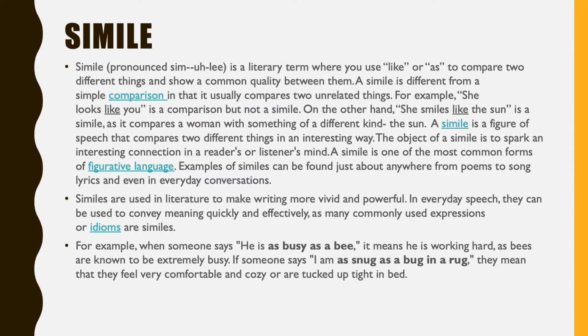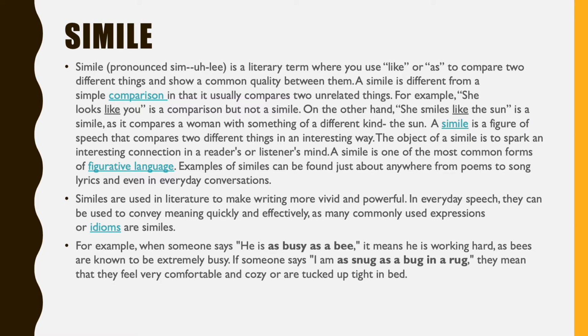A simile is different from a simple comparison in that it usually compares two unrelated things. For example, she looks like you is a comparison, but not a simile. On the other hand, she smiles like the sun is a simile, as it compares a woman with something of a different kind, that is, the sun. A simile, then, is a figure of speech that compares two different things in an interesting way.